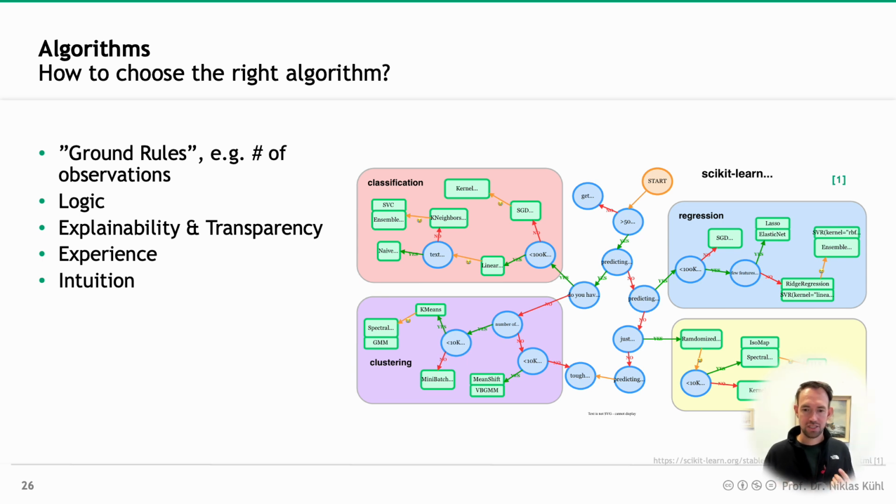The second one is the logic. That's what I already said. Looking at the data, plotting it: do you see rather linear relationships in the data, rather nonlinear ones? And this should help you also in determining which algorithm to pick. And by the way, the other logic is, of course, are you modeling a regression problem or a classification problem? Because this also limits the options that you have at hand.